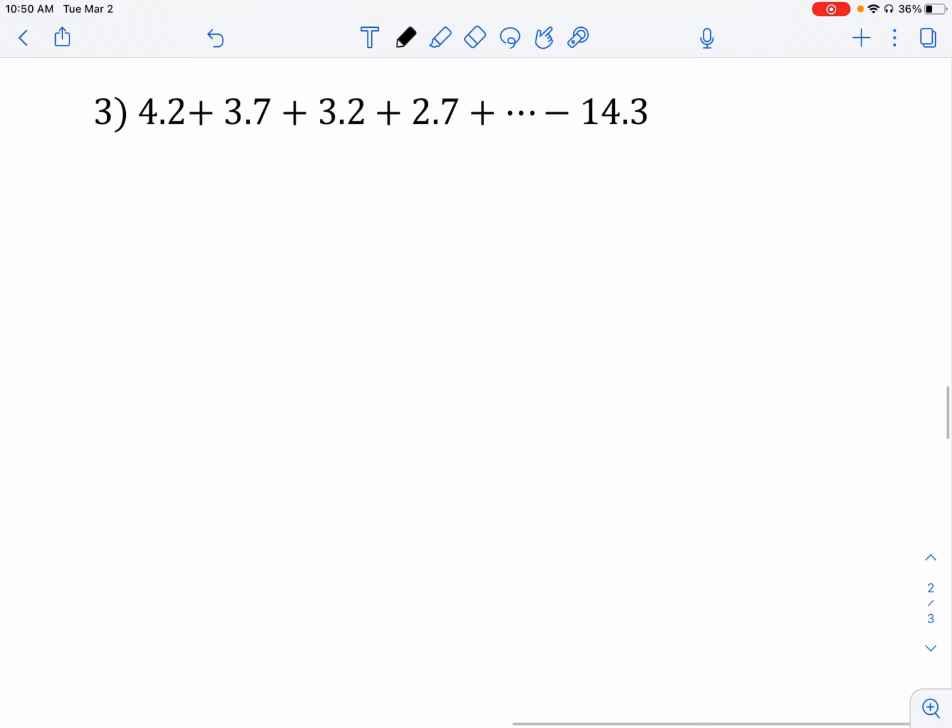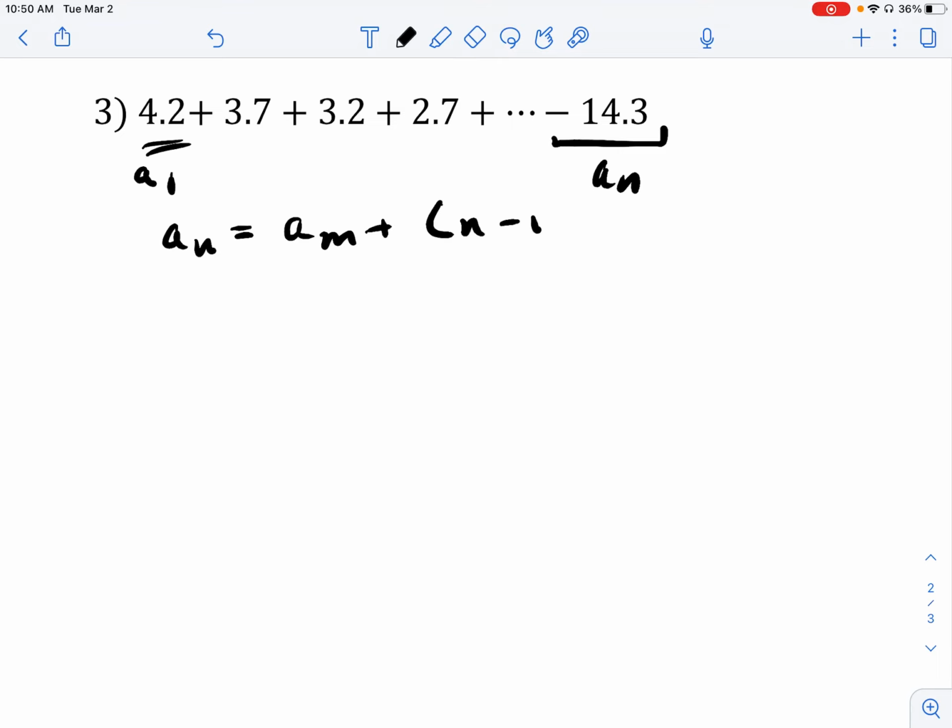We're not in sigma notation, but we know that this is going to be our first term. And we're not exactly sure what term number this is in our series. So I'm going to label this a sub n for now, right? This could be the 9th term. It could be the 90th term. We're not sure just yet. So let's try to figure that out. We know that a sub n is equal to a sub m plus n minus m times t. So let's put that in for a sub n.